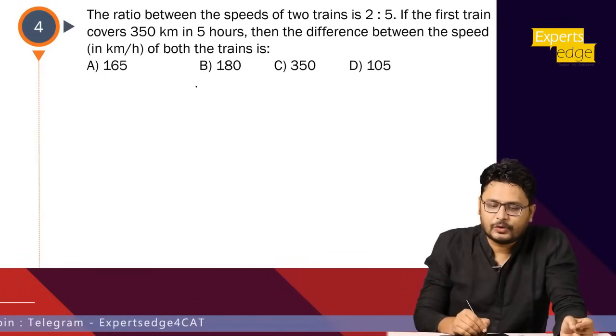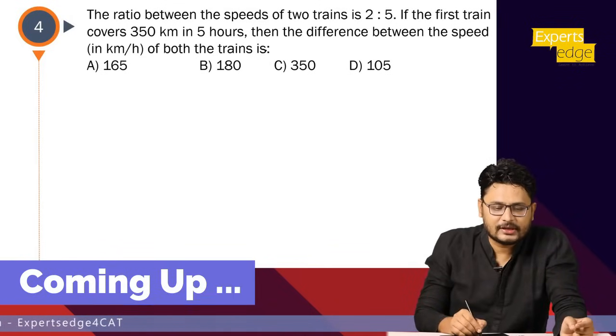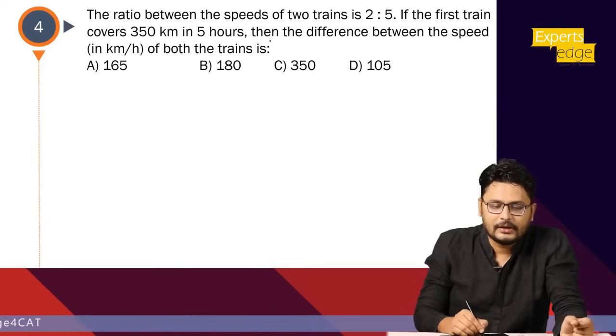Ratio of the speeds of two trains is 2:5. The first train covers 350 km in 5 hours.